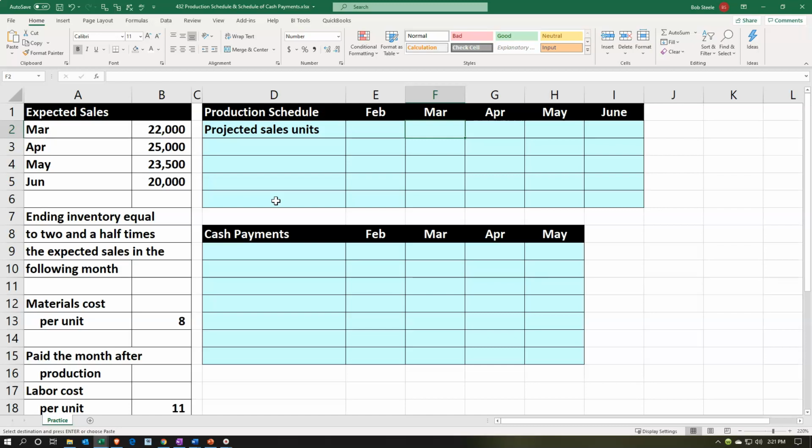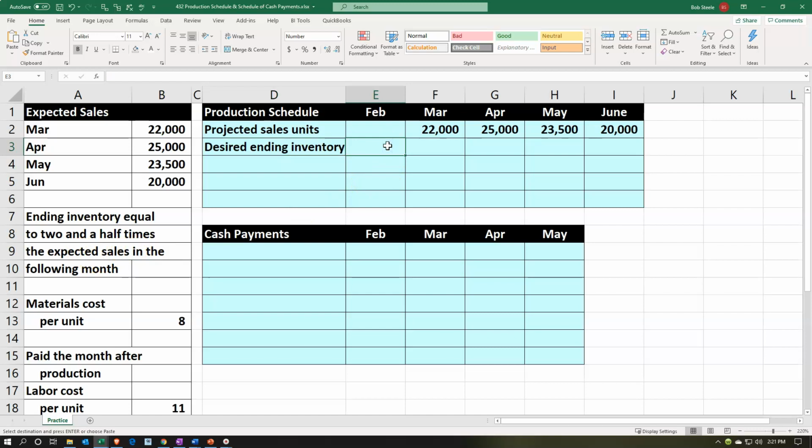So the sales we're going to be picking up at March, which is going to be the 22,000. April is going to be the 25,000. May is going to be the 23,500, and then June the 20,000. Then we're going to have the desired ending inventory. So we have ending inventory. The amount that we want to keep in the ending inventory says ending inventory is equal to 2.5 times the expected sales in the following month.